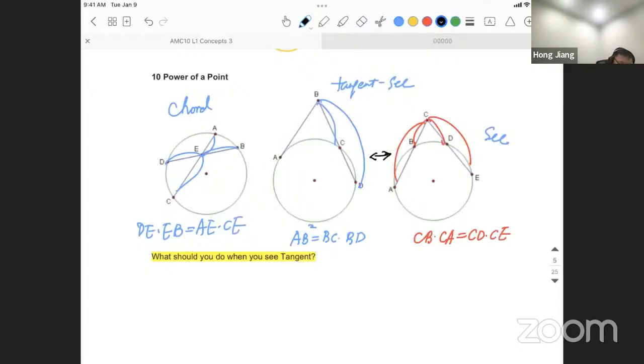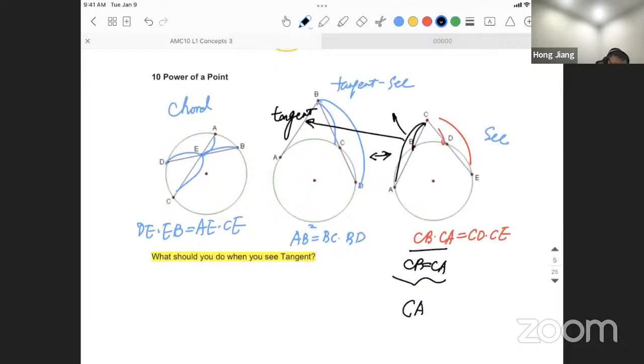I'm going to give you this example. At this moment, this is the secant, right? But as long as the secant goes all the way out to here, your secant is going to be degraded into a tangent. Does it make sense? So your CB and your CA will become the same. It used to be two points, degenerated into one point. So this is going to be CA squared equals CD times CE. So the tangent secant theorem and the secant theorem are generally talking about the same thing. Does it make sense?